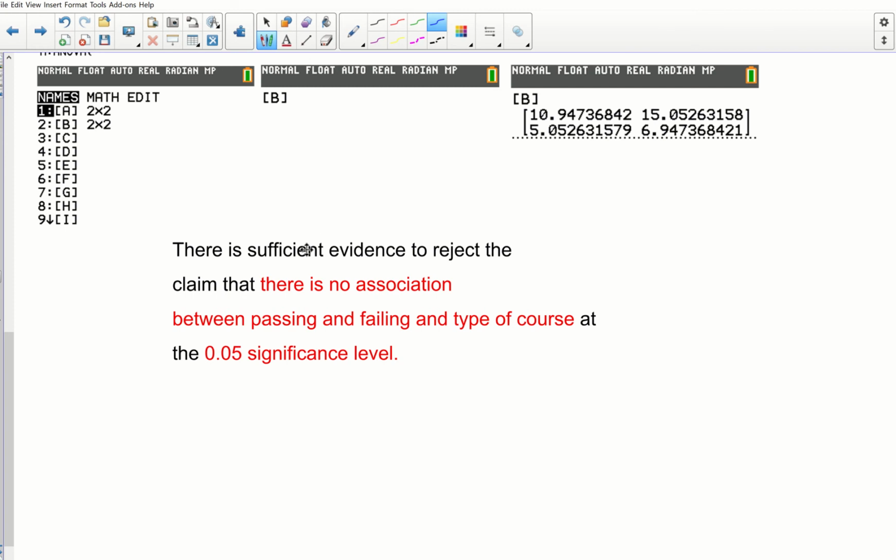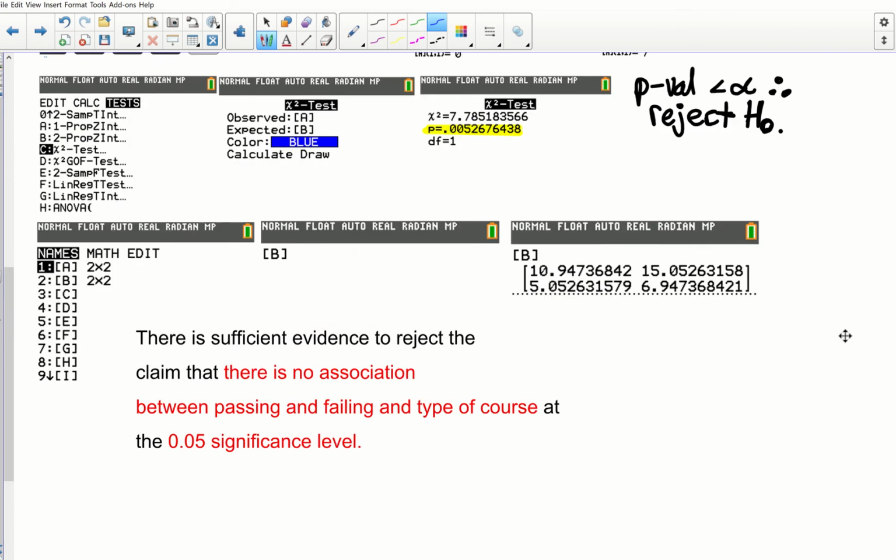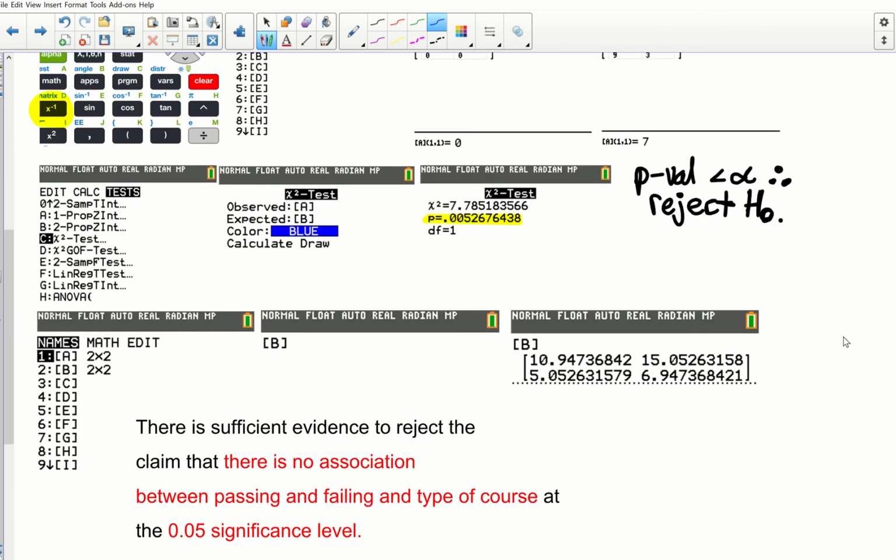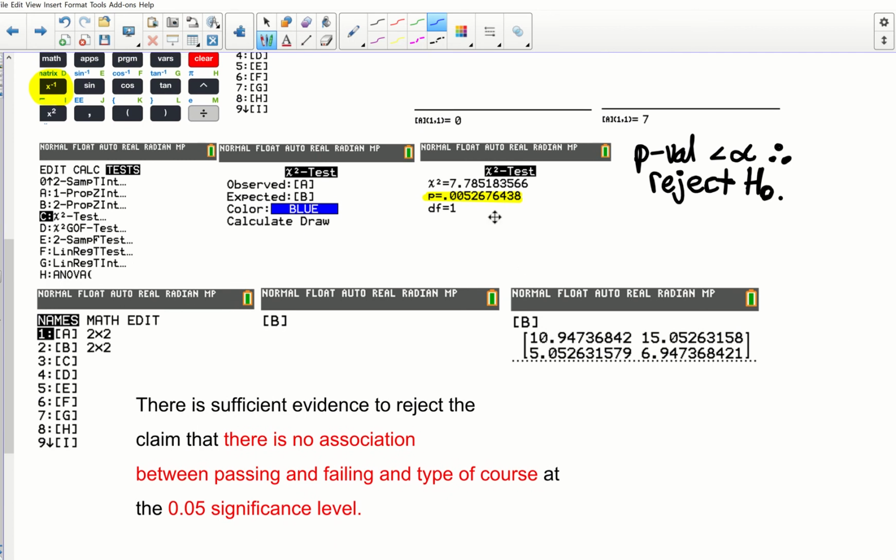All right. I could talk about the p-value on this. The p-value is less than alpha, and so that's always what we're looking for. We want to determine if the p-value is going to be less than the alpha value. If it is less than the alpha value, then we reject the null hypothesis. And 0.005 is definitely less than 0.05.